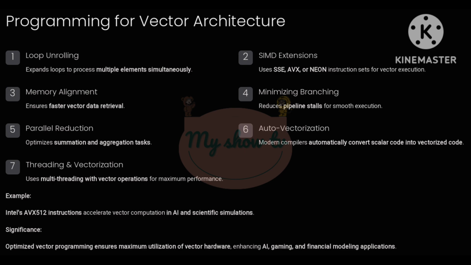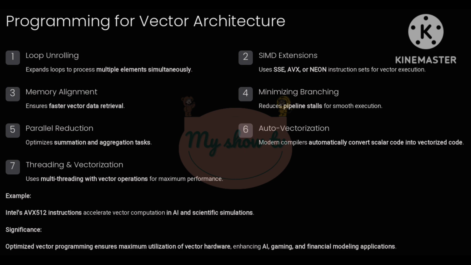4. Minimizing branching. Branching, if-else conditions, disrupts pipeline execution, slowing down vectorized programs. Optimizing branch-heavy code helps maintain seamless execution flow. Example: using branchless programming techniques improves vector efficiency.